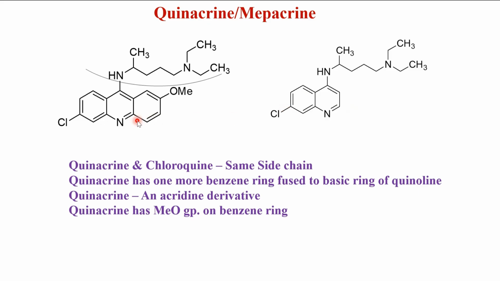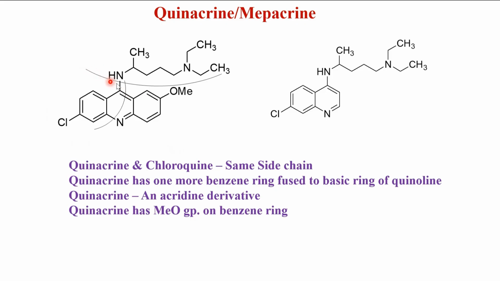the quinoline ring system. And this extra benzene ring also has a methoxy group attached to it at the third position. The remaining side chain is similar to that of chloroquine. We have seen the synthesis of the side chain when we dealt with chloroquine. Now let us deal with the synthesis of the acridine ring system, the basic ring system of quinacrine.